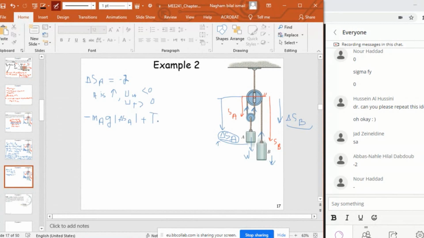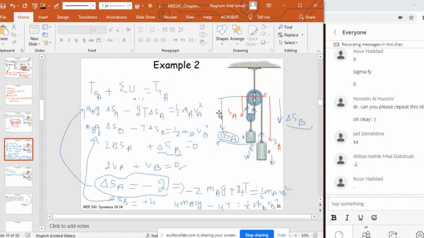And I know that the work of tension should be positive, and in this case, I'm going to also put an absolute value for A, equal to half MAVA squared. Now for B, it is the same, with absolute value, because B is moving downward with the delta S. So you can use the absolute value, because you know the sign of the work of the weight and the sign of the work of the tension, all right? Or you can do like I did here, so I kept this delta SA in its algebraic form.